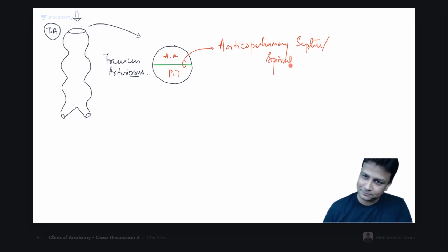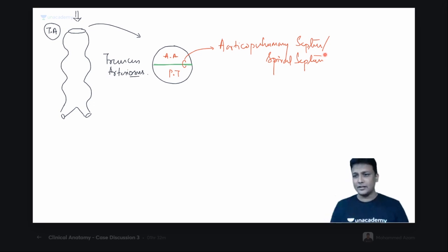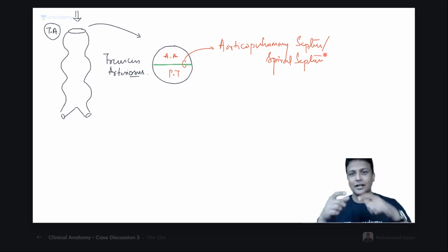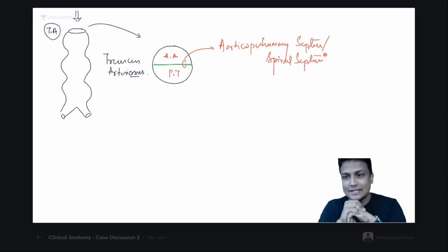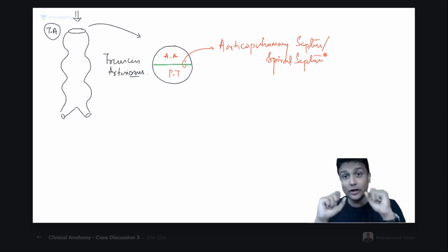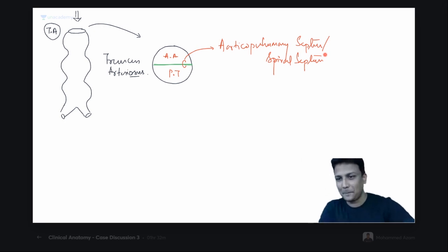I think all these things are becoming very clear in your mind, crystal clear. So the uppermost part will be the truncus arteriosus, and in the truncus arteriosus, there is a formation of a septum separating the aorta and the pulmonary trunk. That is why it is called the aorticopulmonary septum, or else it is also known as the spiral septum, guys.